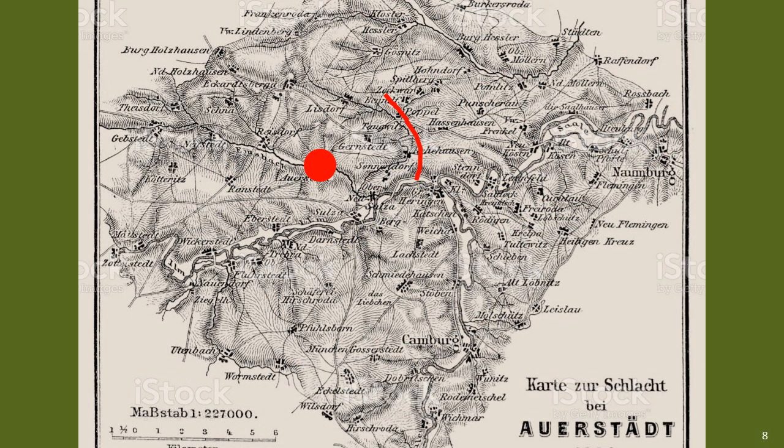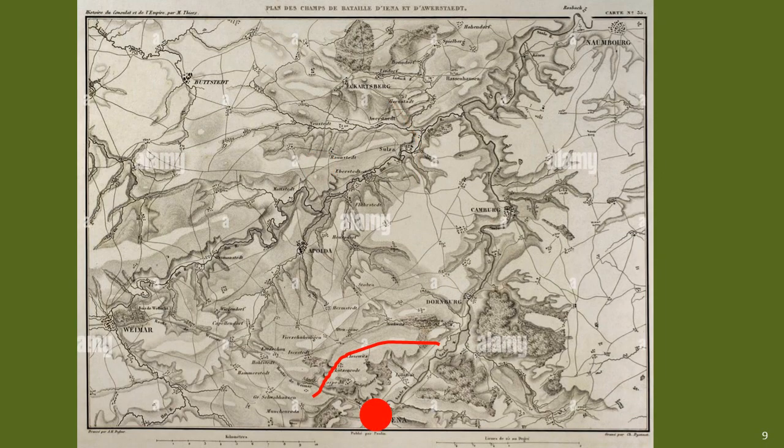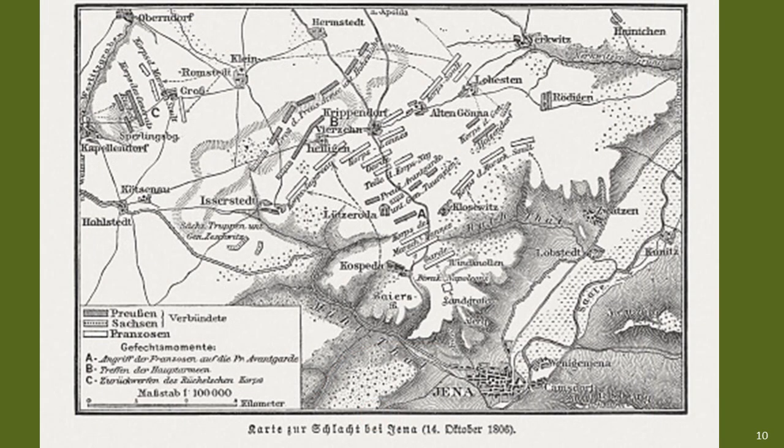This is a detailed contemporary map of the Auerstedt area, with the town indicated with a red dot. The initial contact occurred around the red line. This shows another detailed contemporary map of Jena. Red dot shows Jena, the red line is the initial front line. This is a rather interesting map of Jena, showing the position of the opposing forces after several hours of fighting.